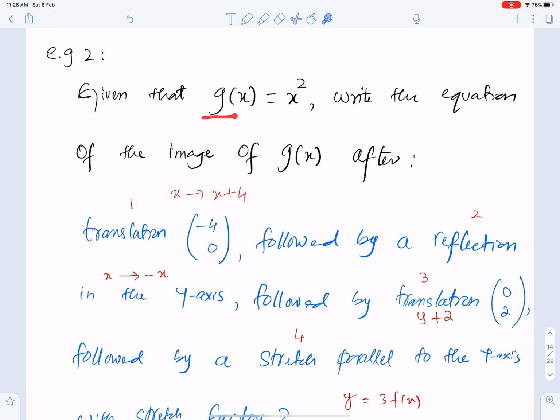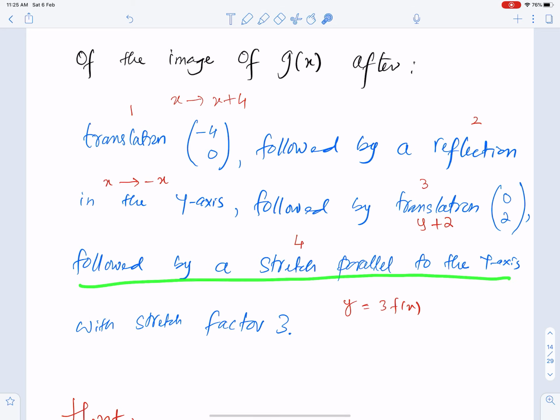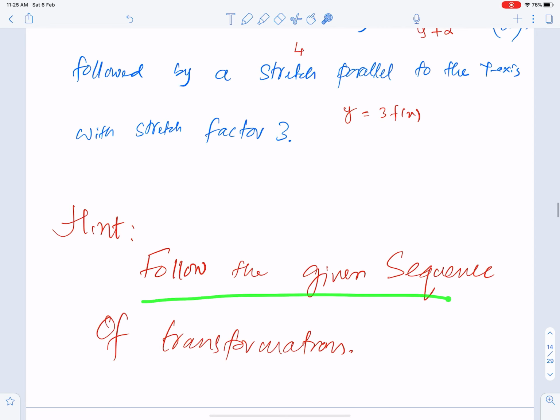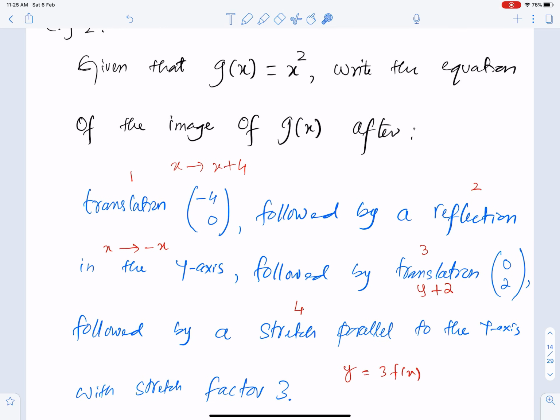Given that g of x is x squared, write the equation of the image of g of x after these transformations. Number one, translation, followed by a reflection in the y-axis, followed by a translation 0 to, followed by a stretch parallel to the y-axis with a stretch factor 3. For this type of question, follow the given sequence of the transformations. You should follow this order. The order of the sequence is very important for these types of questions.